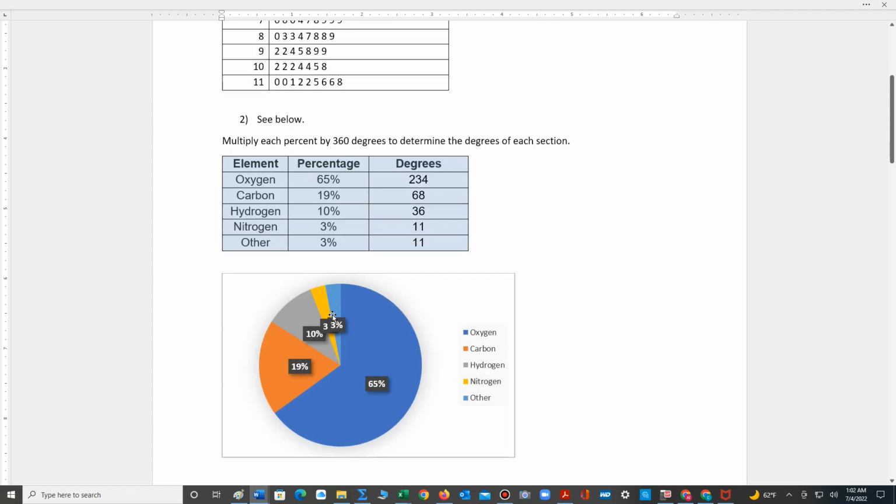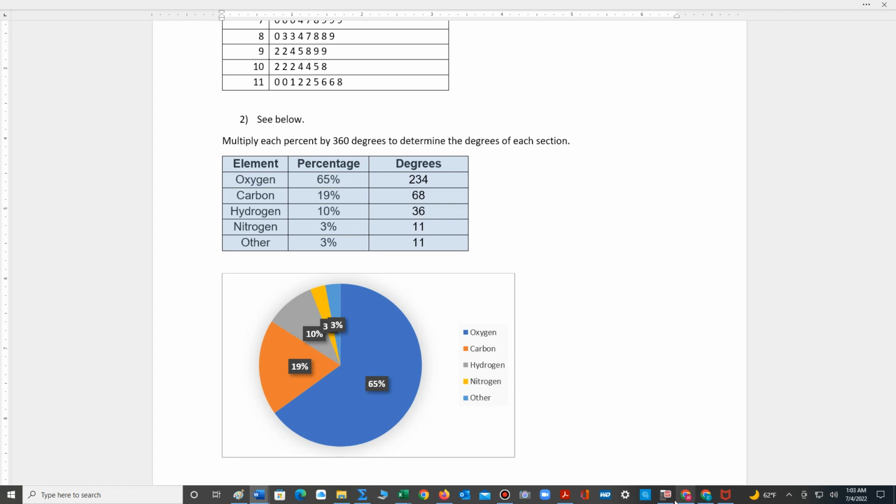Next, let's go on to number 2, which is asking for us to compute or devise a pie graph. What's unique about this problem is that instead of giving us the frequencies, we're given percentages. Well, we typically have to find the degrees of each section that's representing our category on the pie graph. This can easily be accomplished. We just multiply each percent by 360 degrees, and this will determine the degrees of each section.